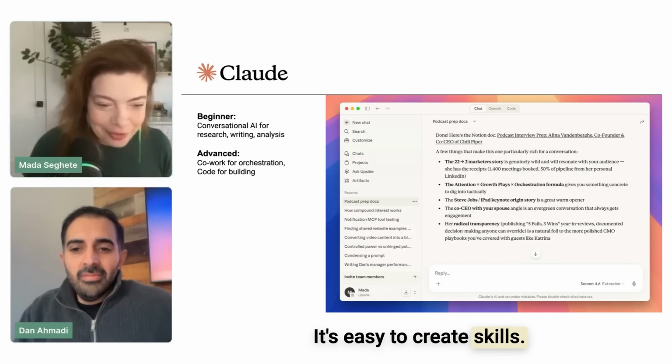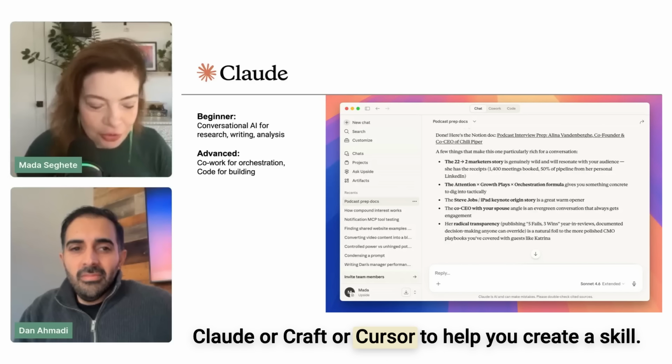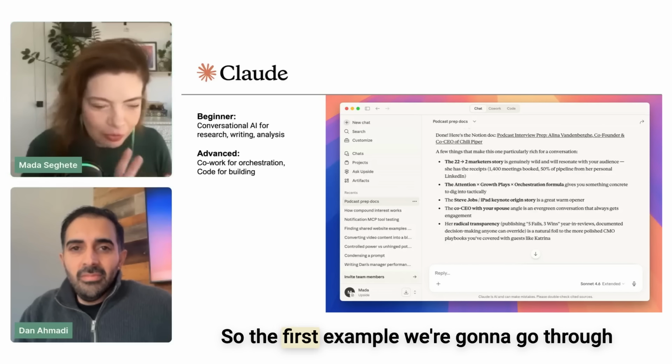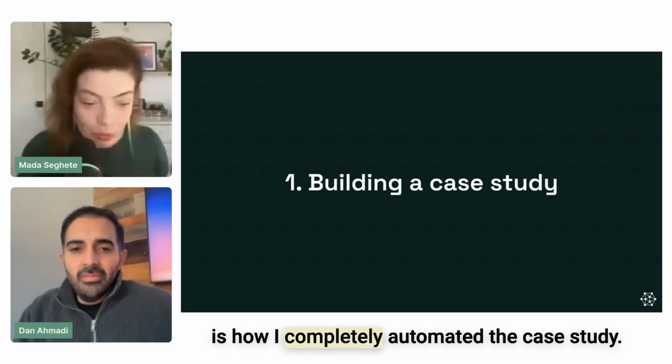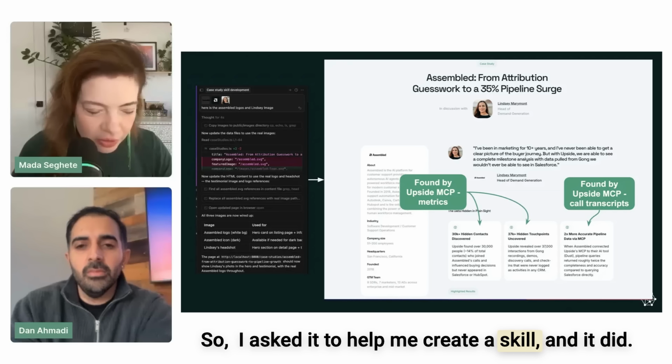It's easy to create skills. It sounds like it's hard, but you can actually ask Claude or Craft or Cursor to help you create a skill. So the first example we're going to go through is how I completely automated the case study. So I asked it to help me create a skill, and it did.